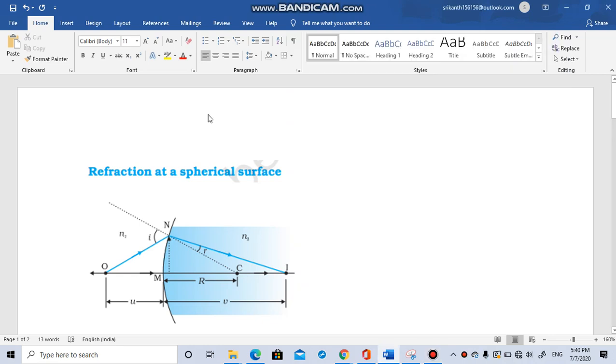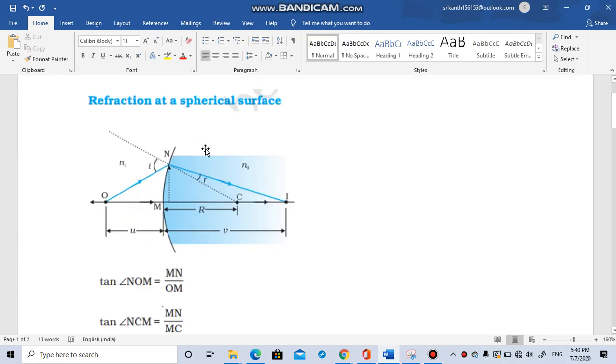Today, refraction at a spherical surface. So you can see here this is a curved surface, a spherical surface, and the reflecting surface is outside, and here this blue portion, let us say it is of refractive index N2, and this white portion is refractive index N1. Let us say this is air and this is some water. We want to see how the refraction actually happens.